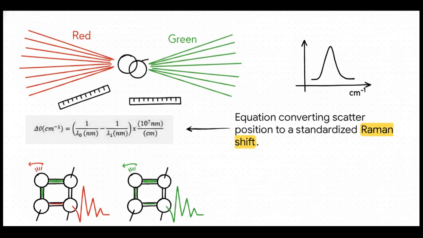Instead, by calculating the difference between the inverse of the incident laser wavelength and the scattering wavelength, we get the standardized Raman shift. This is measured in inverse centimeters, and it remains perfectly constant for a molecule no matter what laser you shoot at it. It's a real game changer.